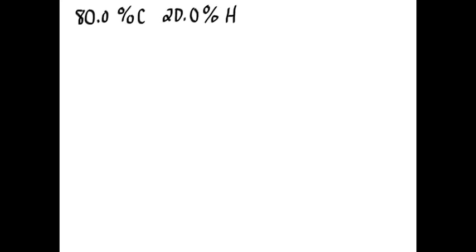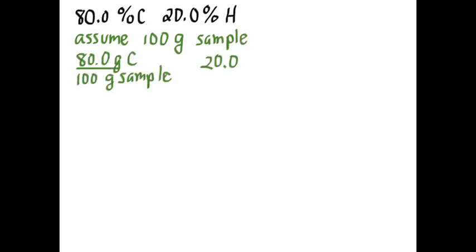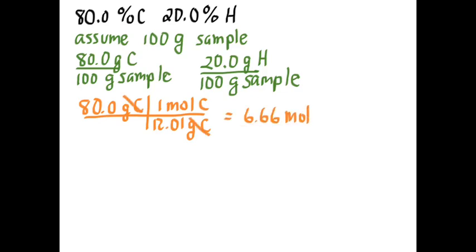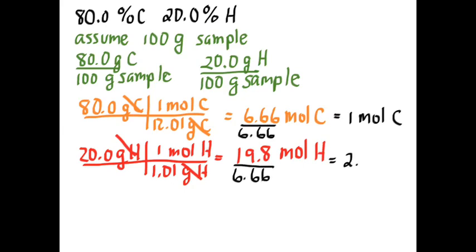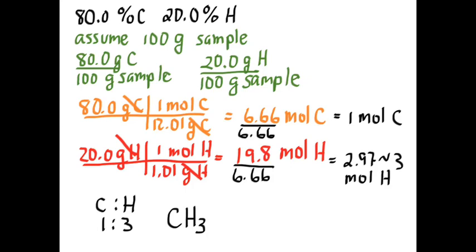So here's an example of percentage. If we have 80% carbon and 20% hydrogen, we assume a 100 gram sample. That means we would have 80 grams of carbon in the 100 gram sample and 20 grams of hydrogen in the 100 gram sample. Figure out the moles of carbon, figure out the moles of hydrogen. Divide by the smallest. And you end up with a ratio of carbon to hydrogen 1 to 3, CH3. Notice that the 2.97 is awfully close to 3. You can round that number to 3. You need whole numbers here.